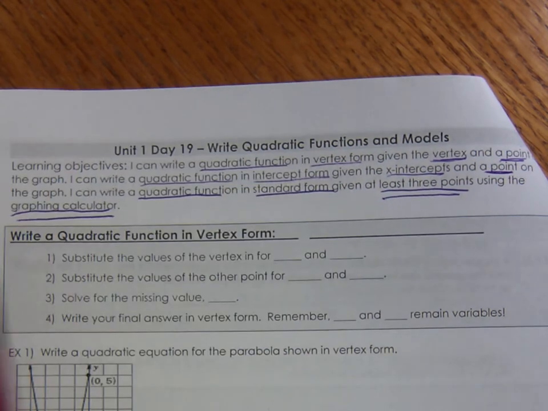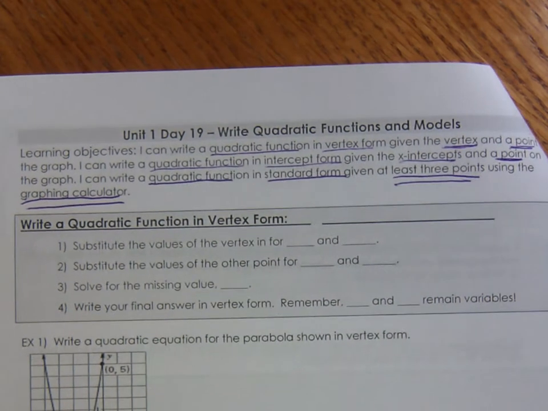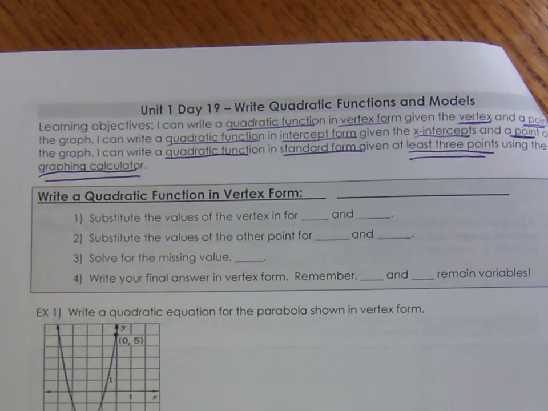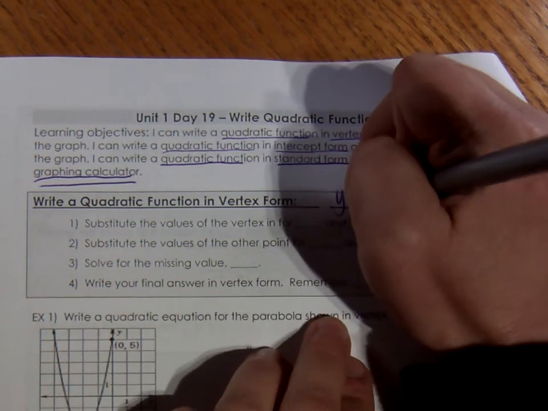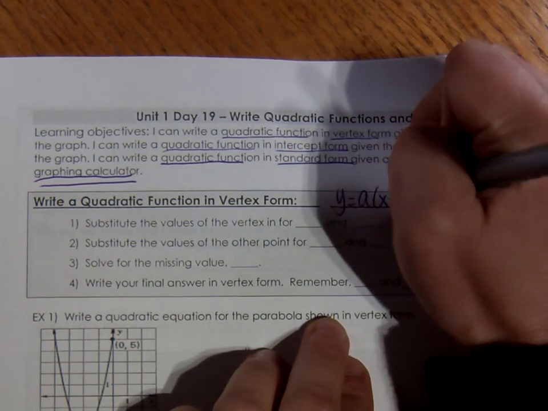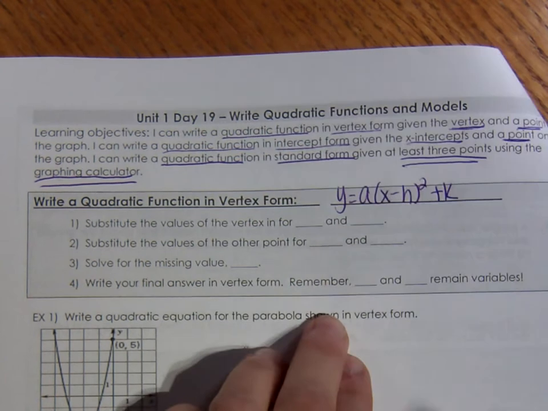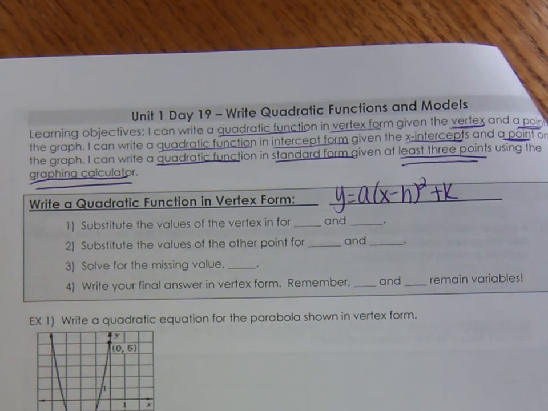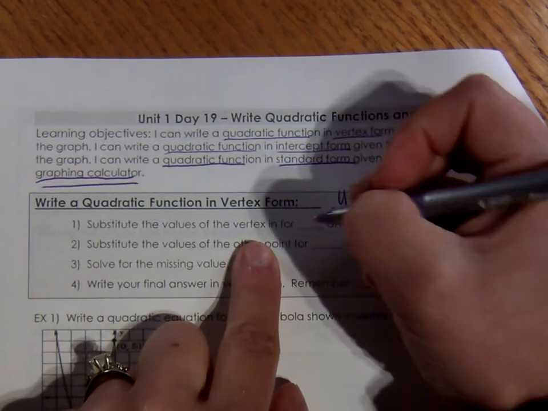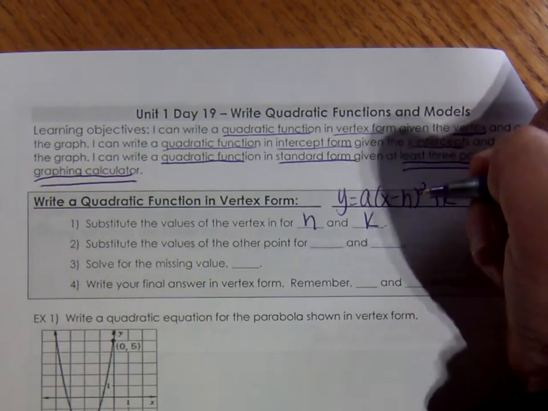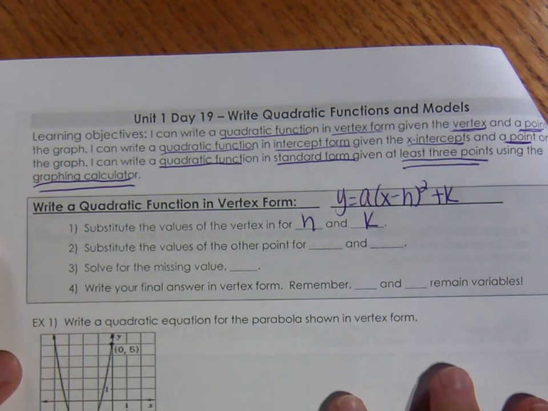All right, here we go. The first thing we're going to do is write a quadratic function that's in vertex form. Remember that vertex form is y equals a times x minus h squared plus k. So what we're going to do first is substitute the values of the vertex in for h and k. So that's the first thing that I'm going to do here.